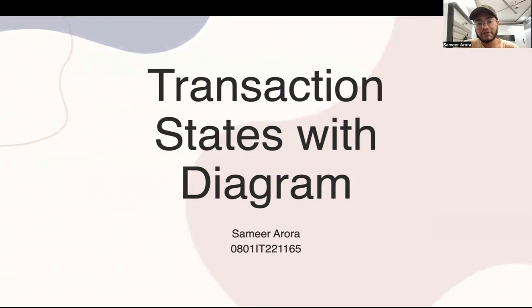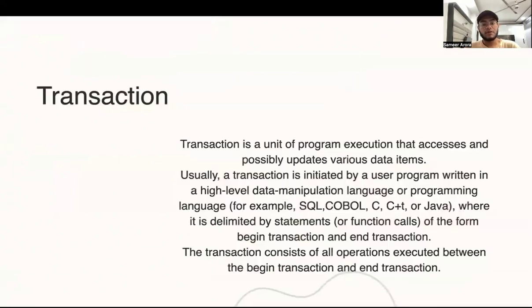Today we will be studying transaction states with diagram. So let's begin with our topic. What is a transaction? A transaction is a unit of program execution that accesses and possibly updates various data items.